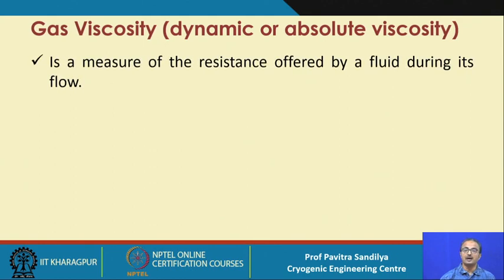Next we come to another important property, that is the gas viscosity. When we say gas viscosity, we mean the dynamic viscosity or absolute viscosity. Perhaps you know there is another viscosity which we call the kinematic viscosity, that is the ratio of the dynamic viscosity to the density. So when I say viscosity, it means dynamic viscosity, and viscosity is what? It is a measure of the resistance to the flow of a fluid over a surface. The surface may be a closed surface like a pipeline, or it may be an open channel like a river.